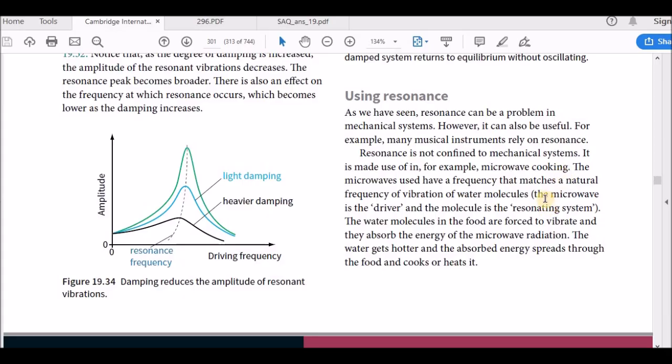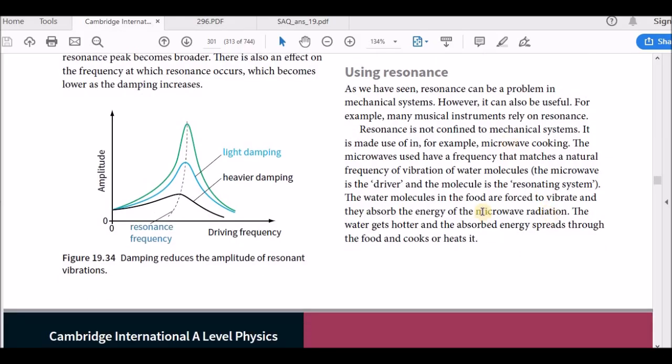And what happens is when those microwaves reach the water molecules, it causes the water molecules to vibrate. Since the frequency of the microwaves matches the frequency of the water molecules, they will vibrate with maximum amplitude. This causes the food to heat up. The food that is put inside the microwave heats up this way. Okay, so resonance is not confined to mechanical systems. It is made use of in, for example, microwave cooking.